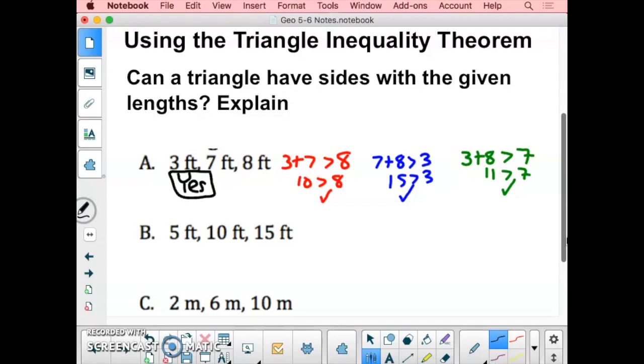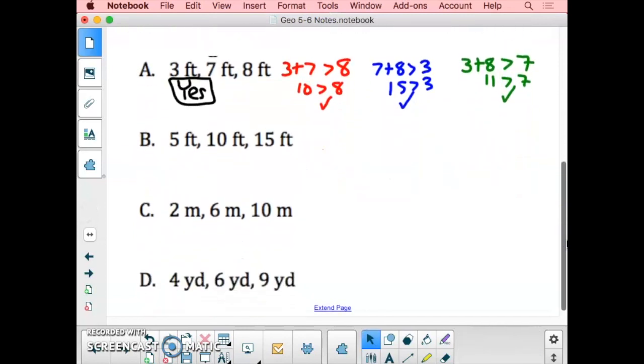If you're showing your work, that's a pretty good way of explaining. If you wanted to cite something, you could cite the triangle inequality theorem. Okay? All right, if you get all three of them to be a true statement, then you can say yes. If even one of them is false, you have to say no.